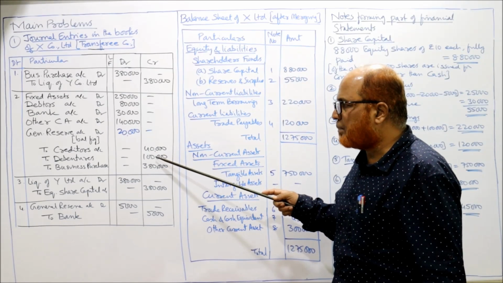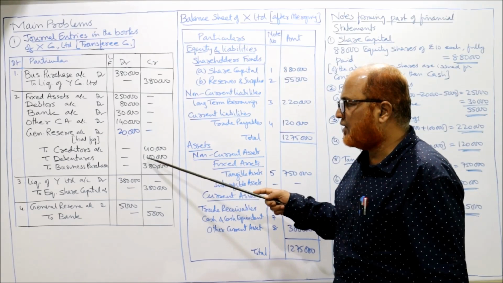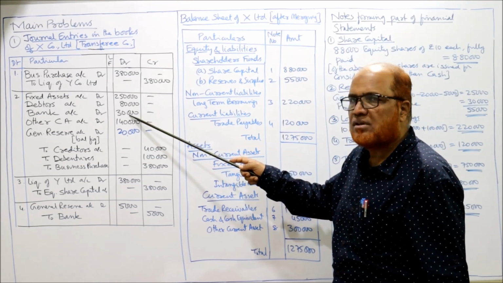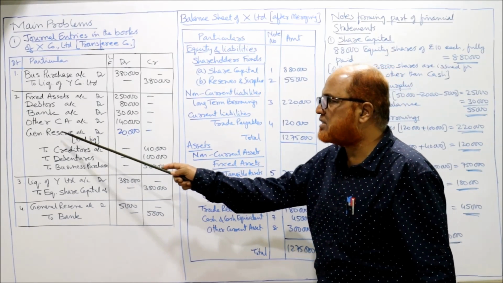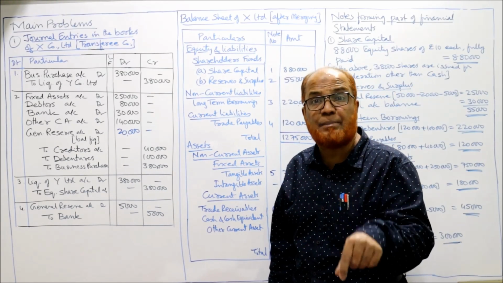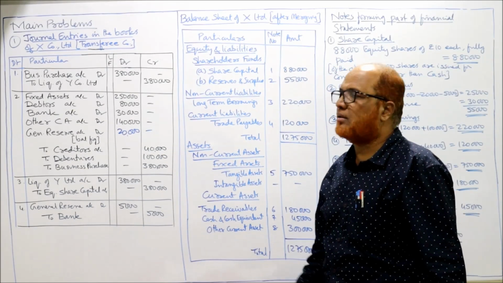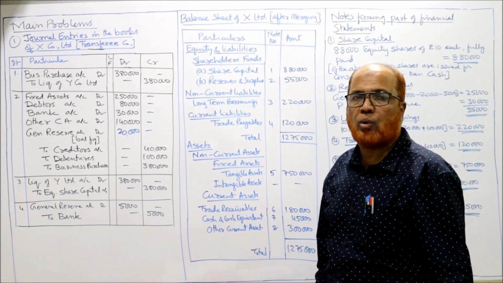So 40,000 plus 1 lakh plus 3 lakh 80,000, this is 5 lakh 20,000. From 5 lakh 20,000, deduct these 4 items. The balancing figure you will get is 20,000. And this balancing figure will be transferred to general reserve. General reserve is debited. The narration of the second entry is: being the assets and liabilities taken over.